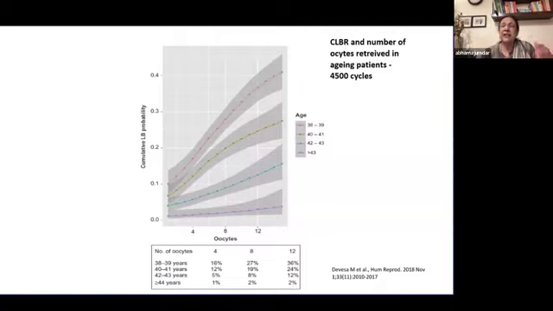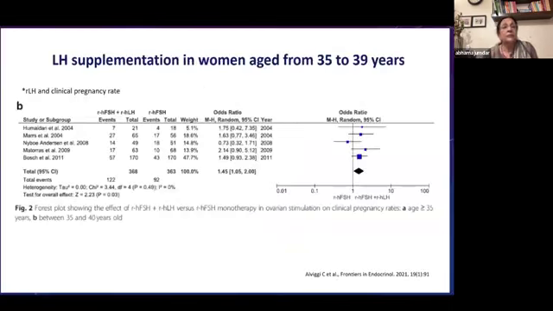So we have to understand age is a very, very important denominator. And we need more and more oocytes, more and more blastocysts as age increases. Now, what happens when we do LH supplementation in women who are between 35 to 39 years?